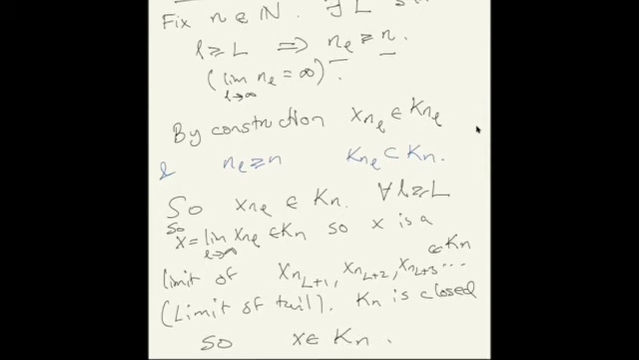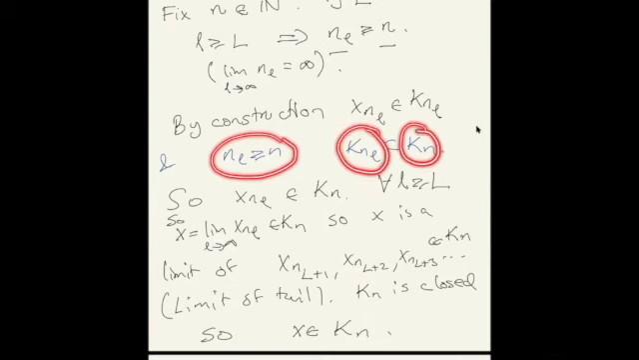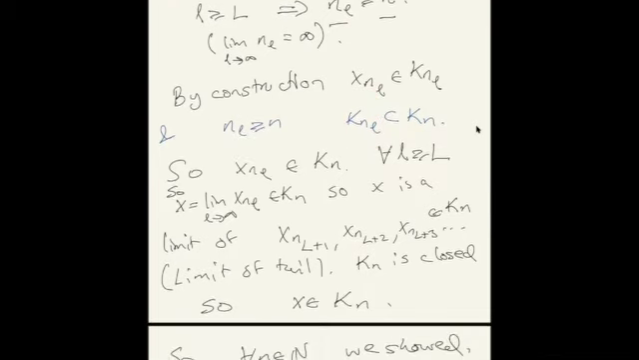Now, by construction, we have that each of the x_{n_l} is contained in K_{n_l}. But we want it to be contained in K_n. And this is why we were looking at n_l bigger than n, because when n_l is bigger than n, K_{n_l} is a subset of K_n. So x_{n_l} is also contained in K_n because it is contained in K_{n_l}. And this is true for all large enough indices, because for those large enough indices, we had that property.